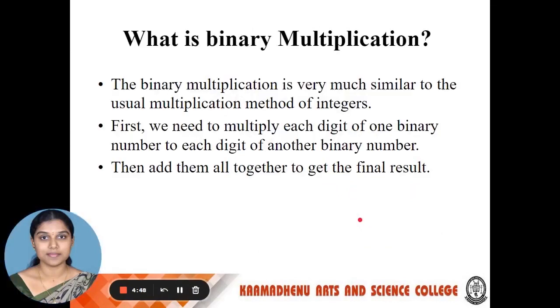Next one, binary multiplication. The binary multiplication is like our normal multiplication method. Here we just need to multiply each digit of one binary number with each digit of another binary number. Finally, add them all together to get the final result.